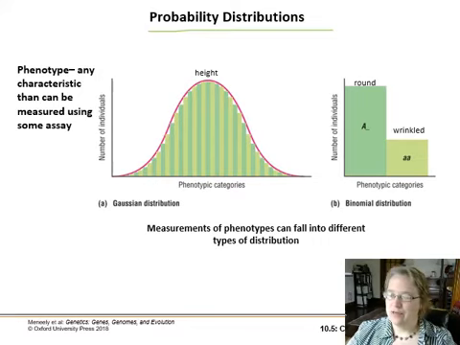We've got what we call our distinct categories here. It can also be known as a binomial distribution because we just have 2. We have round or wrinkled. We have 2 names, binomial distribution.